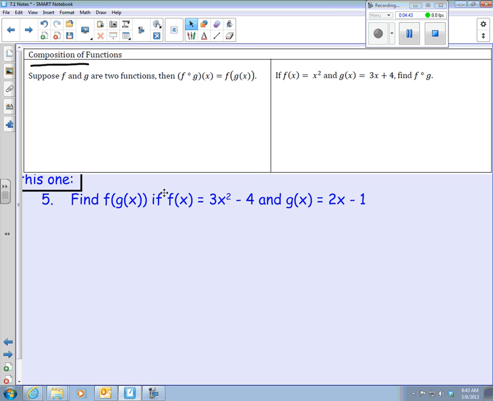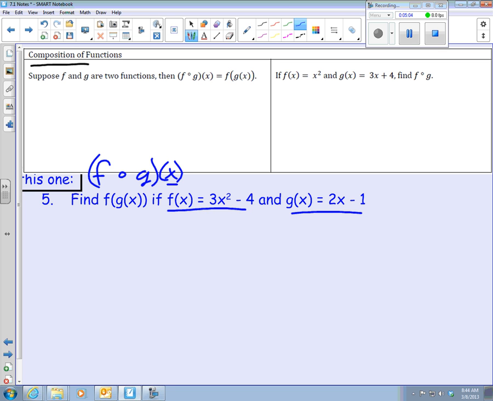Here it is. It says find f of g of x if this is f of x and this is g of x. It's written f of g of x, so that's already taken care of. You could write it like this, f of g of x, fog of x, whatever you want to call it. But it's set up nicely. We're going to find f of g of x. What is g of x equal to, though? It's equal to 2x minus 1.